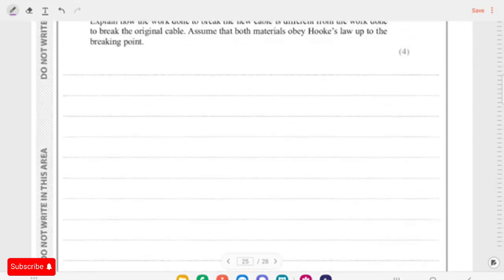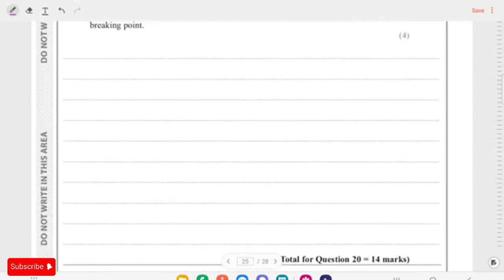So there are 4 points, right? Finally, as both force and extension increase, the work done to break the new cable is far greater than for the original cable.